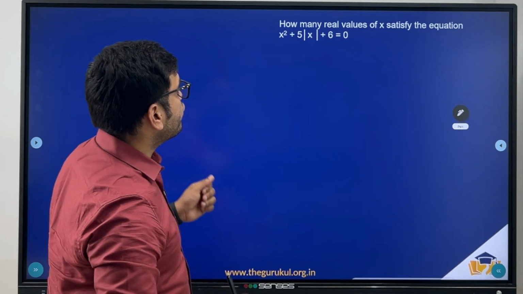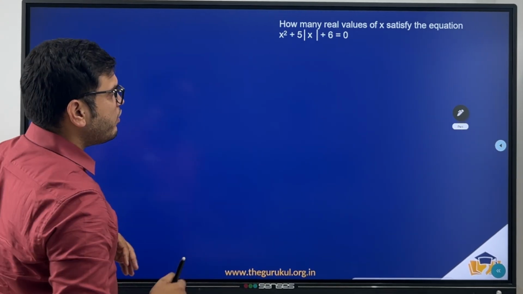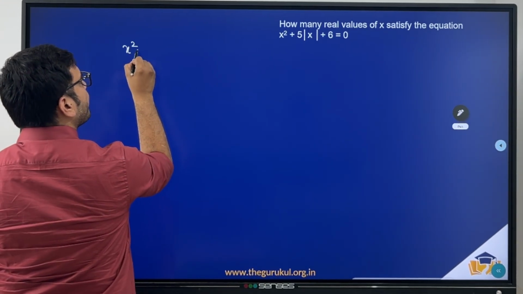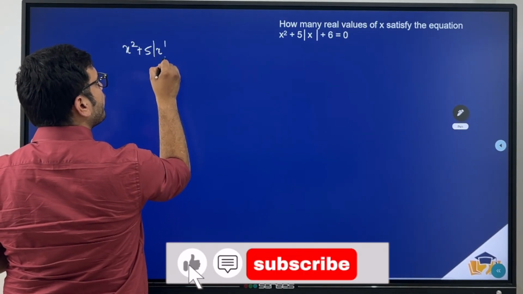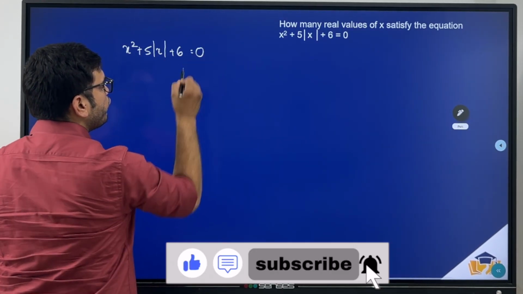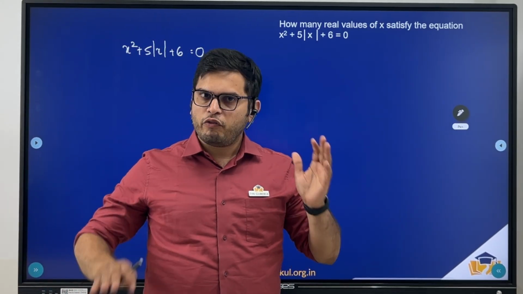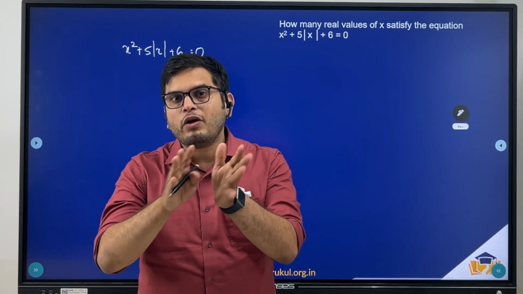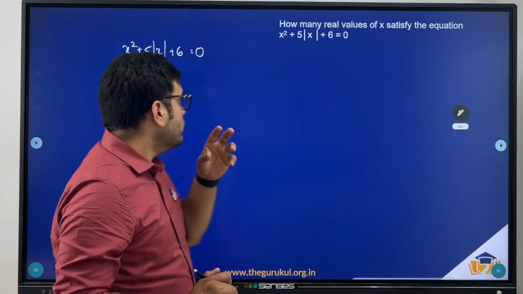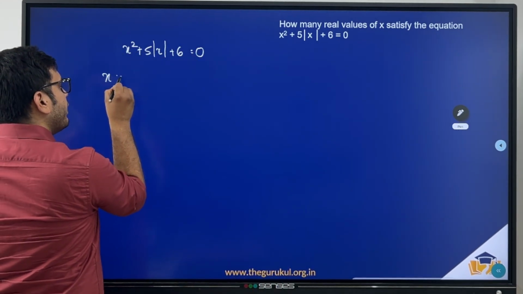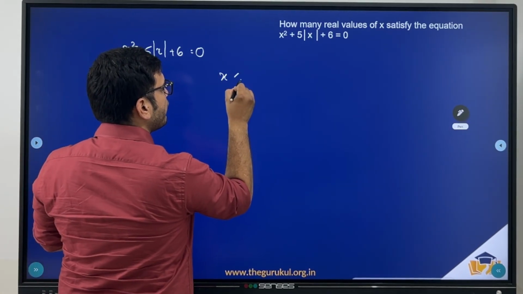Now coming to the second question, how many real values of x satisfy the equation x square plus 5 mod x plus 6 is equal to 0? Right. Now what do you mean by mod x? X can be either negative or positive, but mod x will be taking the non-negative values of x only. Right. So you can have x greater than 0 or x less than 0.